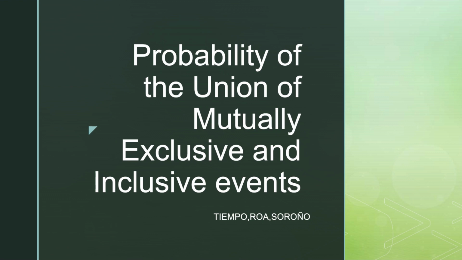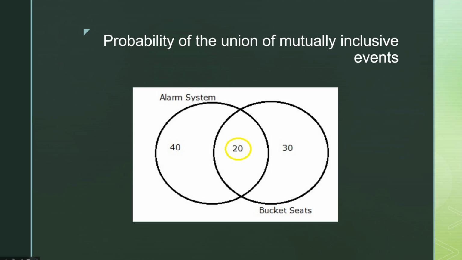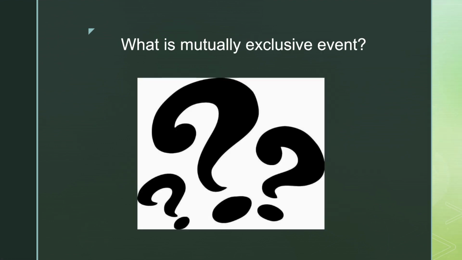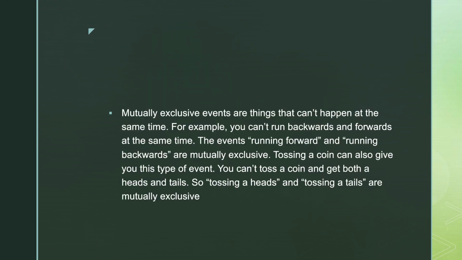Of the union of mutually exclusive and inclusive events. What is mutually exclusive events? Mutually exclusive events are the things that can't happen at the same time. For example, you can't run backwards and forwards at the same time. The events running forward and running backwards are mutually exclusive.